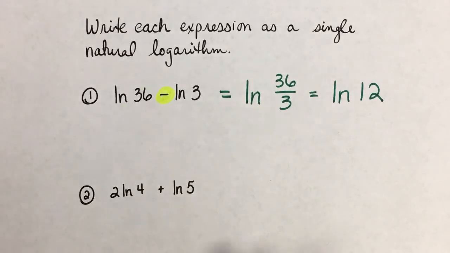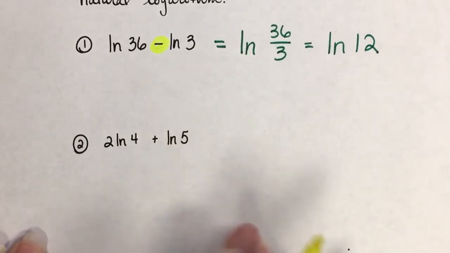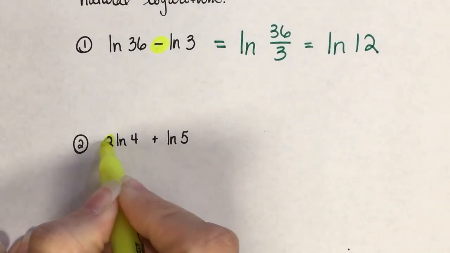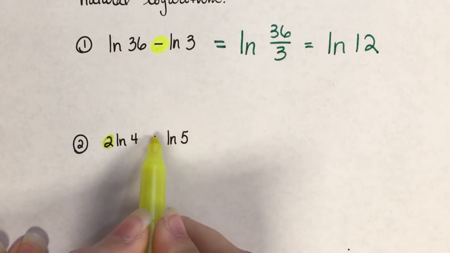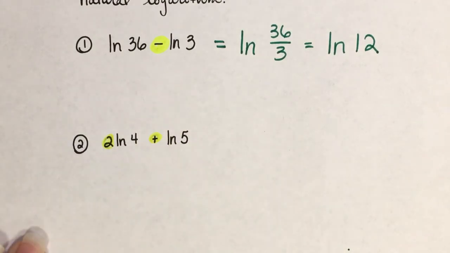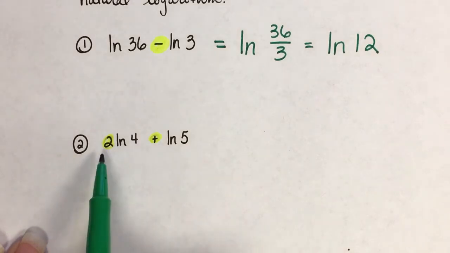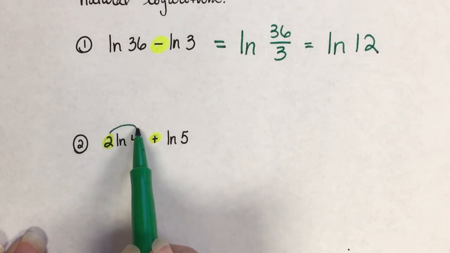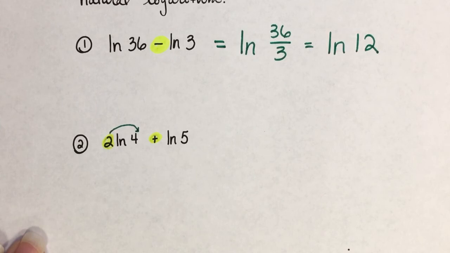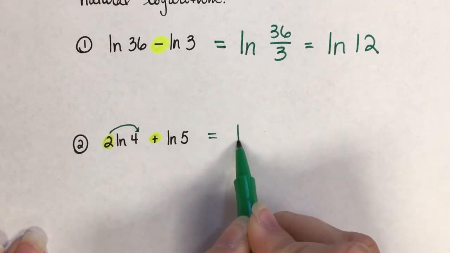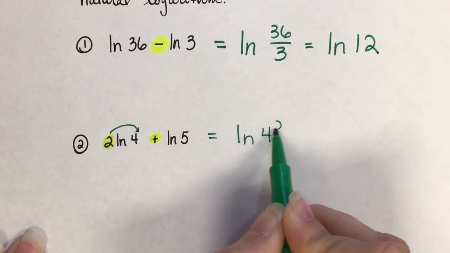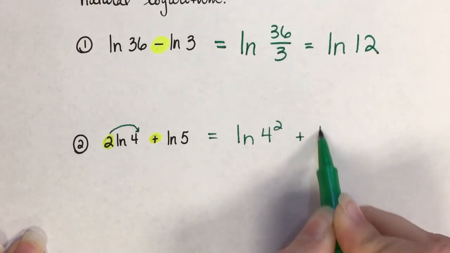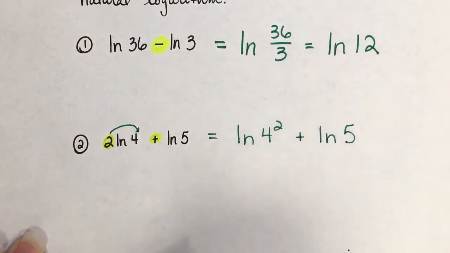Okay, on example 2, I've got the number in front here that's being multiplied, but then you also have the addition. Your first step would have to be to deal with the 2. This is going to be the power property, and this is going to go back and be an exponent on your 4. So you would have the natural log of 4 squared. Of course, then you still have plus natural log of 5.